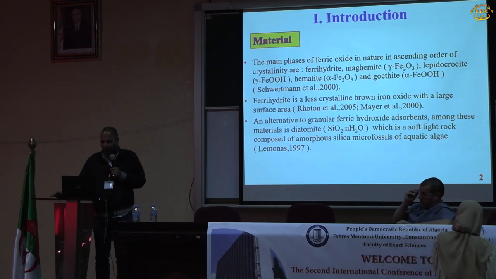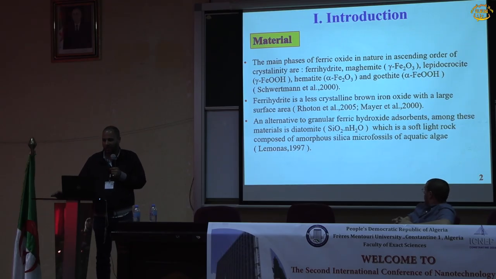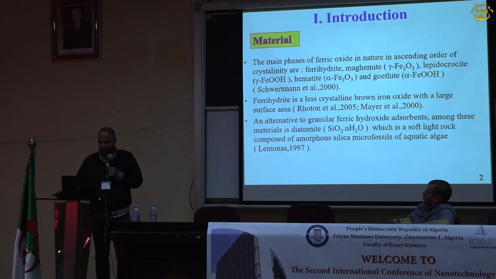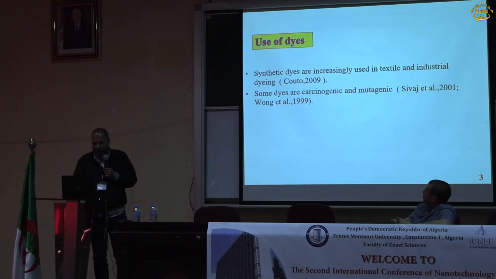The main phases of ferric oxide in nature, in ascending order of crystallinity, are ferrihydrite, maghemite, lepidocrocite, hematite, and goethite. Ferrihydrite is a less crystalline brown iron oxide with a large surface area. An alternative to granular ferric hydroxide adsorbent among these materials is diatomite, with chemical formula SiO2·nH2O, which is a soft light rock composed of amorphous silica microfossils of aquatic algae.